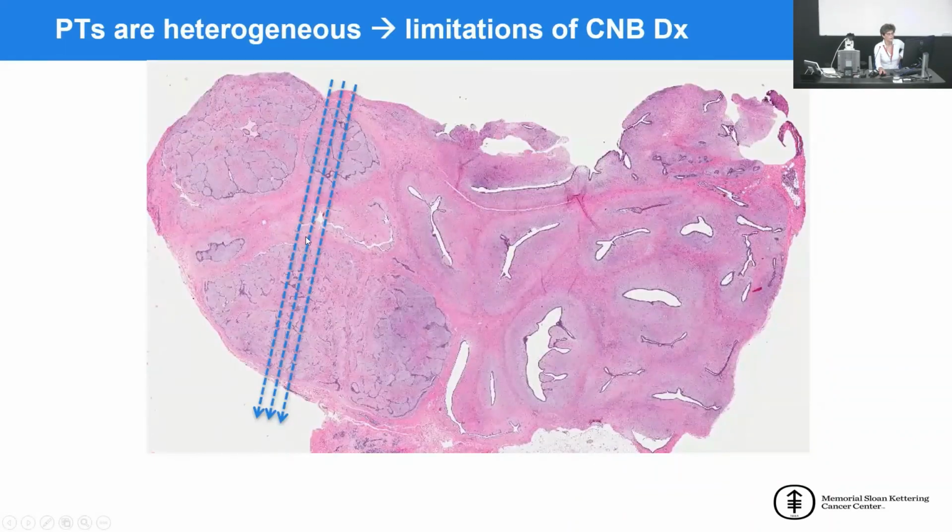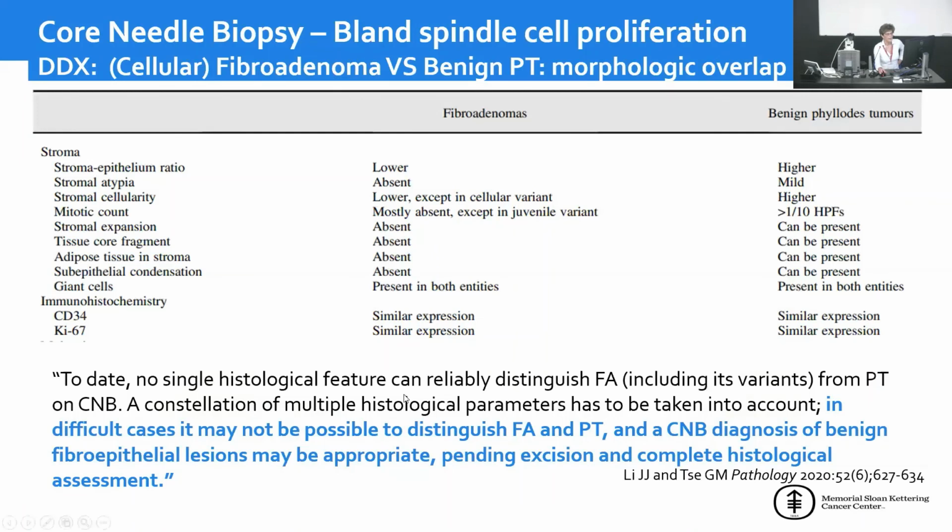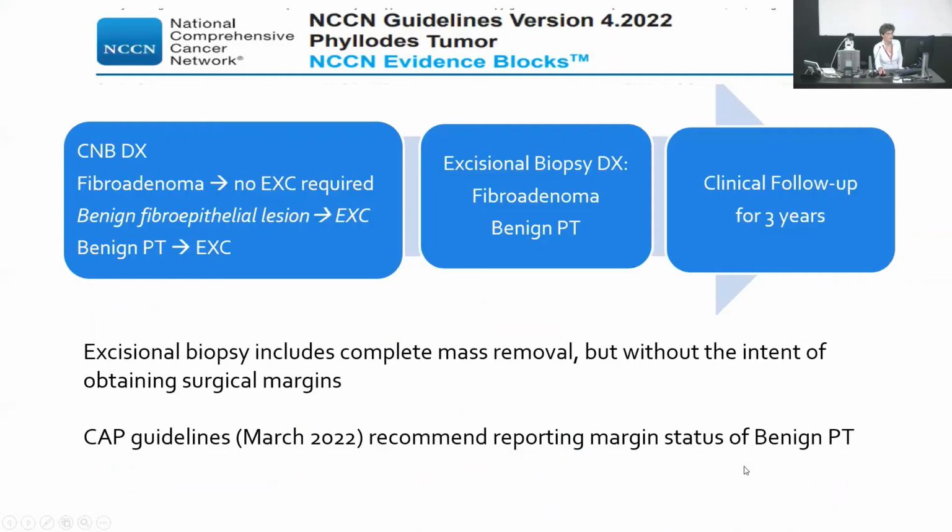In a case like this, it also depends on the sampling that the radiologist has given us. That was the core biopsy of this case. It didn't have much of the features of a phyllodes tumor, but the imaging indicated that there was a large mass, and at excision it turned out to be a benign phyllodes. So in difficult cases, it may not be possible to distinguish between fibroadenoma and benign phyllodes, and the core biopsy diagnosis of benign fibroepithelial lesion may be appropriate pending excision and complete histologic assessment.